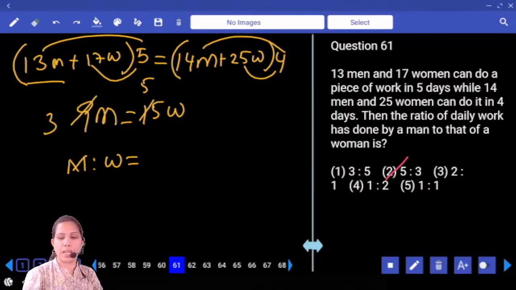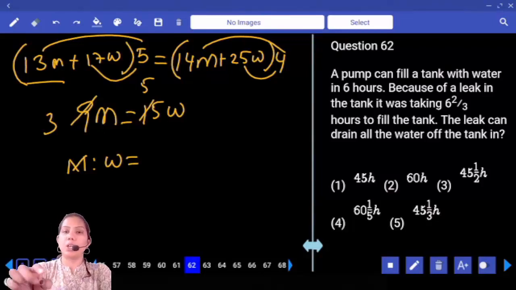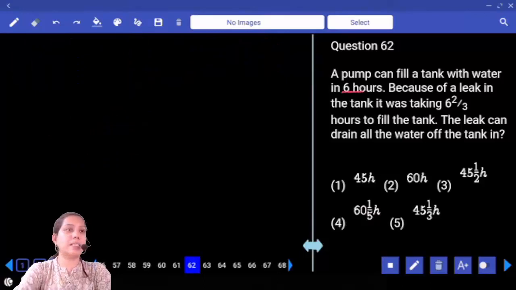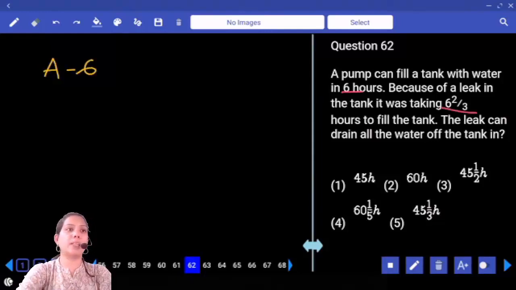Okay now, next question number 62. A pump can fill a tank with water in 6 hours. Because of leakage, it was taking 6 2 by 3 hours to fill the tank. The leak can drain all the water of the tank in? So first condition, what is 6 hours? A alone can fill the tank in how many hours? 6 hours. And what is 6 2 by 3?